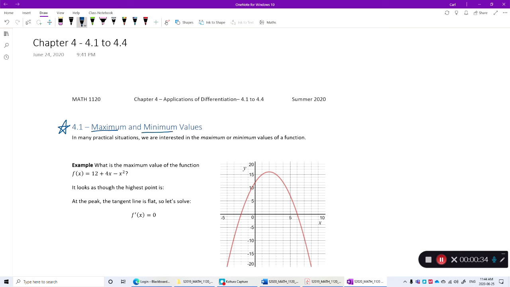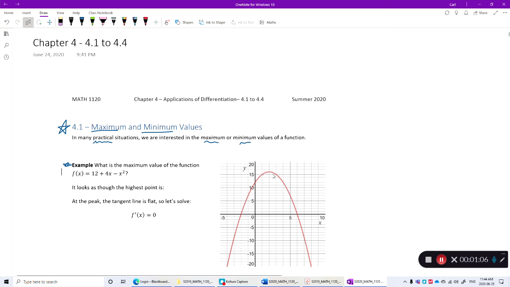a function. So you can imagine in many practical situations, we want to find the best or the worst or the fastest or the slowest, the cheapest, the most expensive, right? Those are all examples of finding maximum and minimum values. Now you can already do this for some functions. So for example, a parabola here. What is the maximum value of this parabolic function?